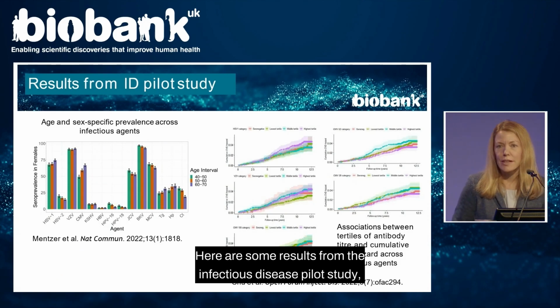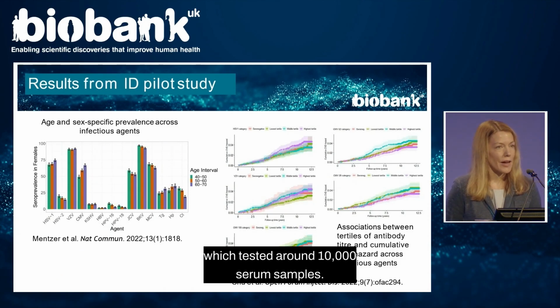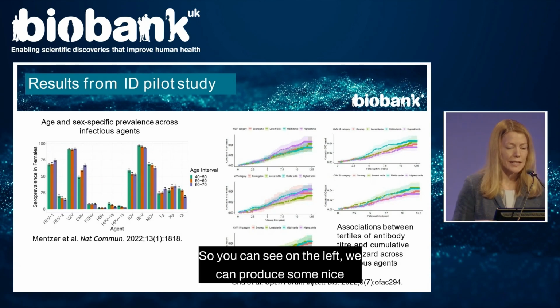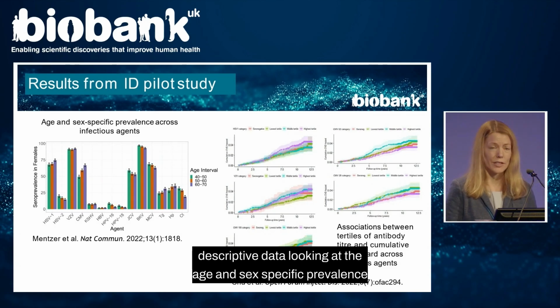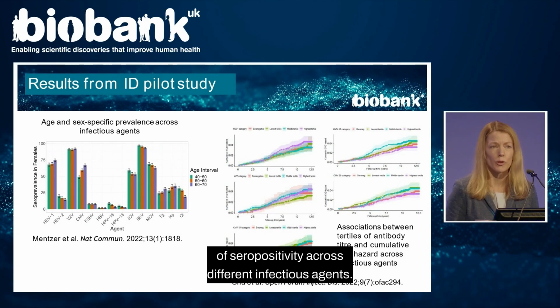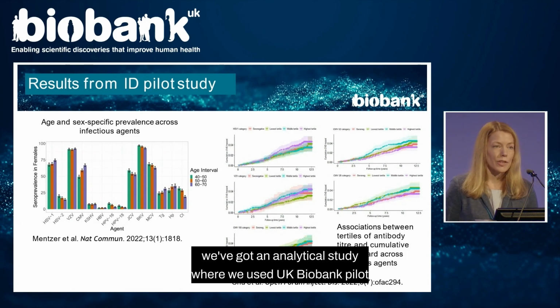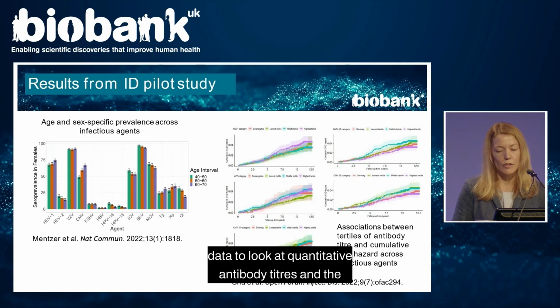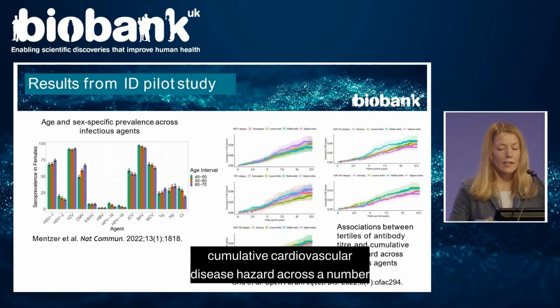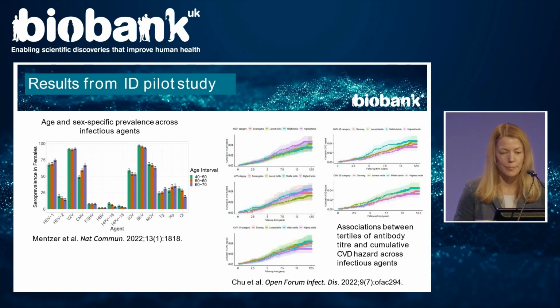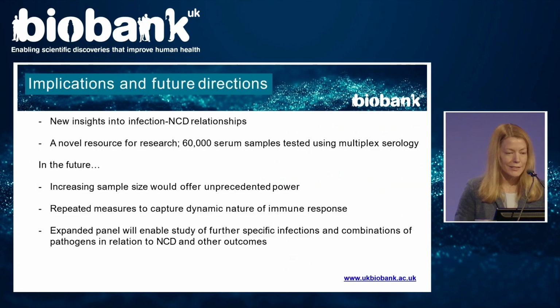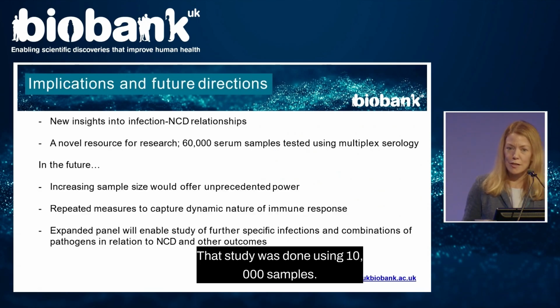Here are some results from the infectious disease pilot study, which tested around 10,000 serum samples. You can see on the left, we can produce some nice descriptive data looking at the age and sex-specific prevalence of seropositivity across different infectious agents. On the right-hand side, we've got an analytical study where we used UK Biobank pilot data to look at quantitative antibody titers and the cumulative cardiovascular disease hazard across a number of different infectious agents. That study was done using 10,000 samples.